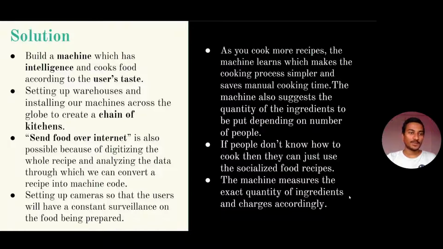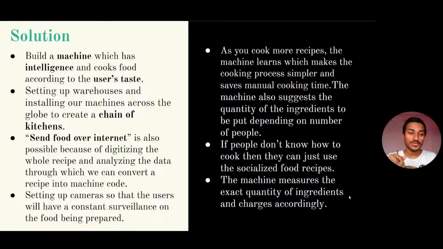So now I'm going to explain you the solution for the given problem statement. We have built a machine which has intelligence, and using this intelligence, machine can cook food according to the user's taste. And these machines will be installed in our warehouses. By doing this, what we are trying to achieve is we are trying to make a chain of the kitchens.